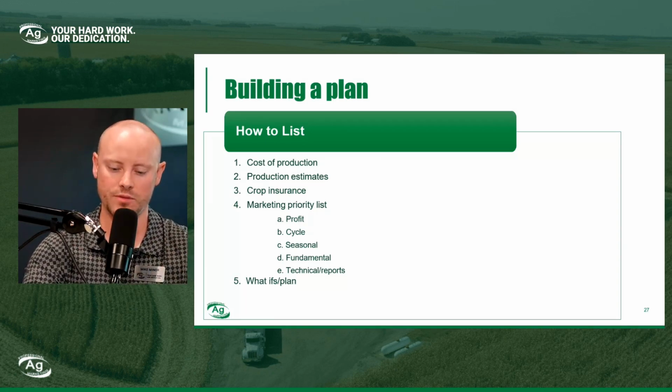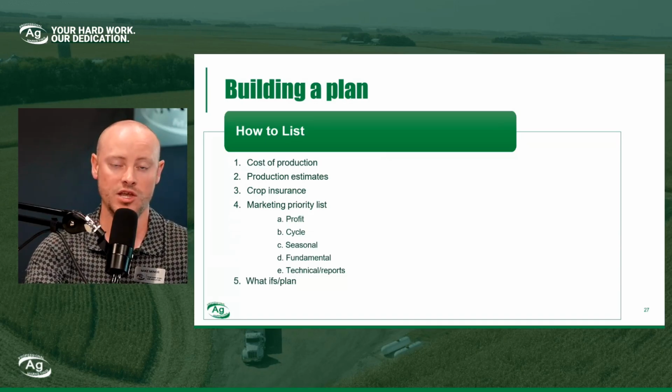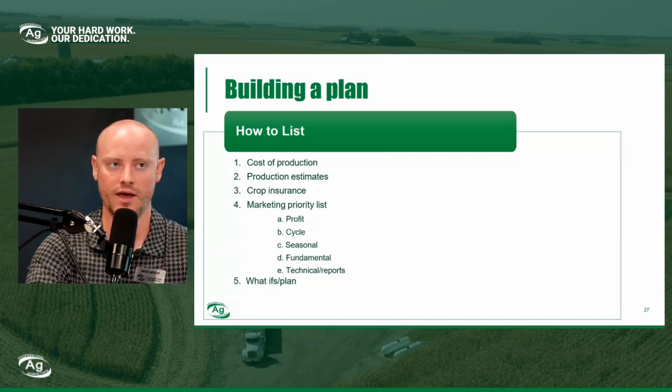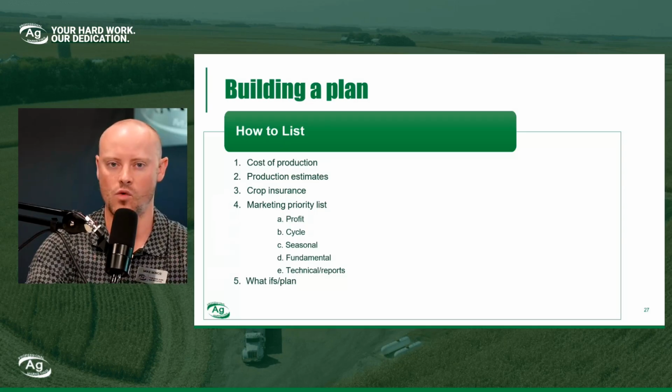And then next would be crop insurance. What protection do you have on those bushels that you are going to produce or not produce? So what revenue guarantee do you have in crop insurance? Because that gives you a benchmark. That gives you a baseline for your first step of big coverage moves normally throughout the marketing year.